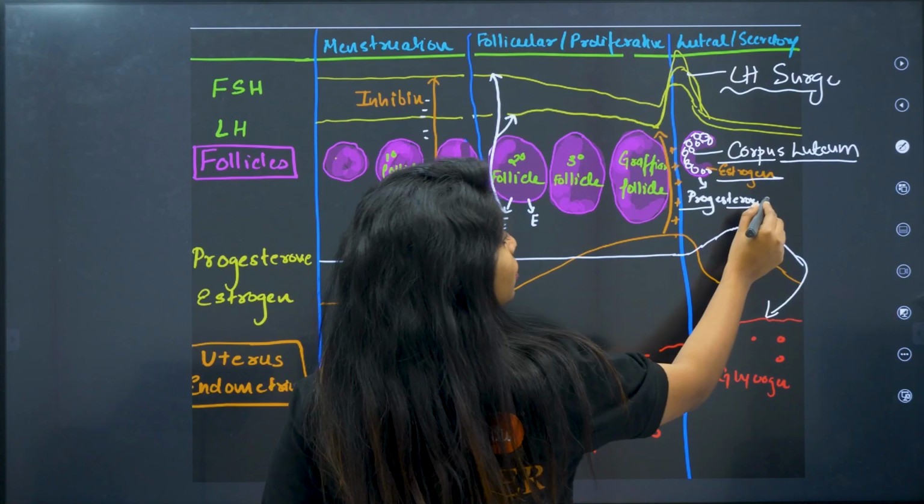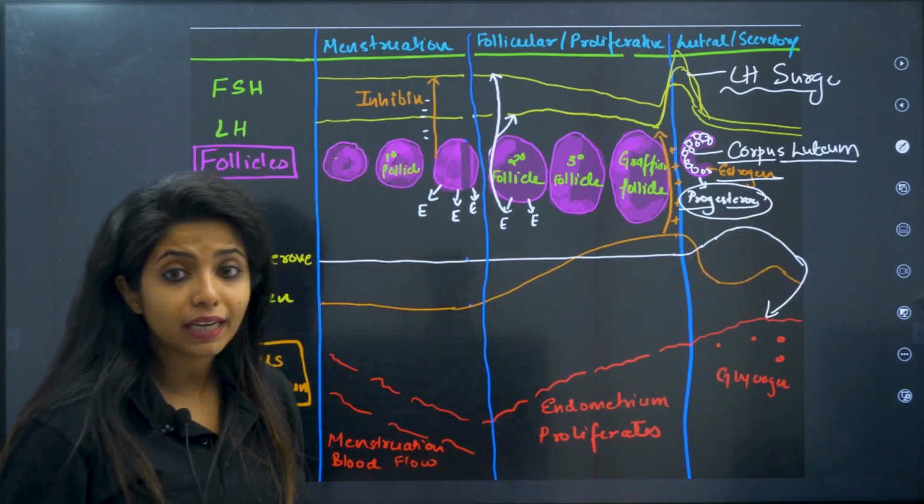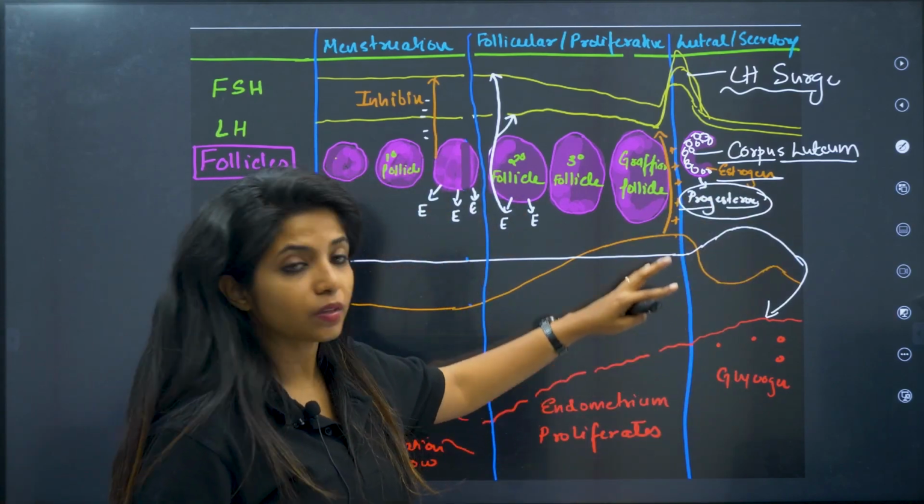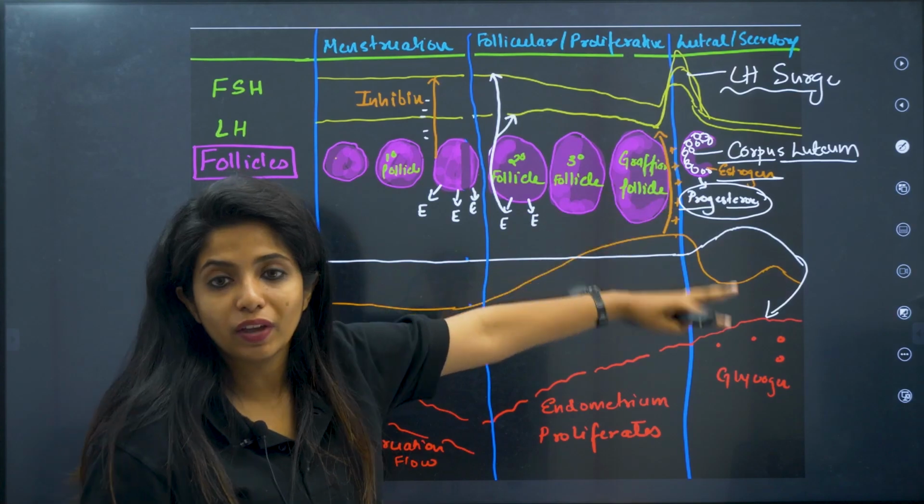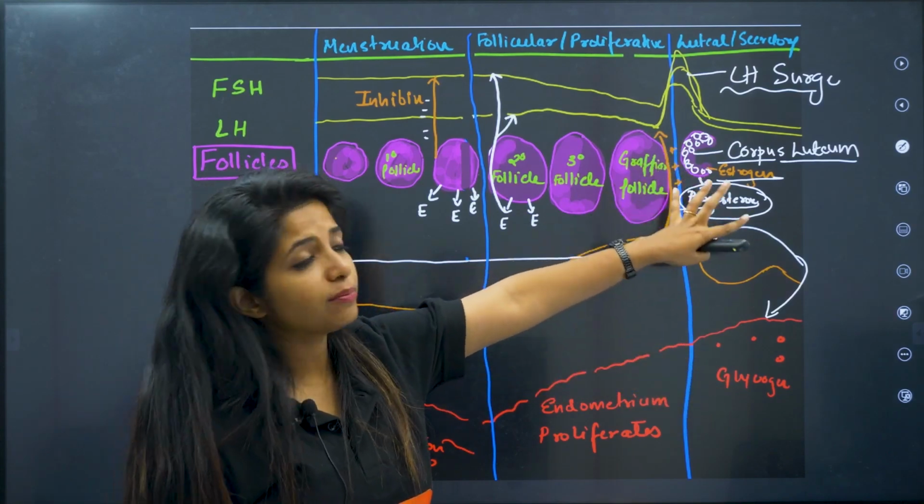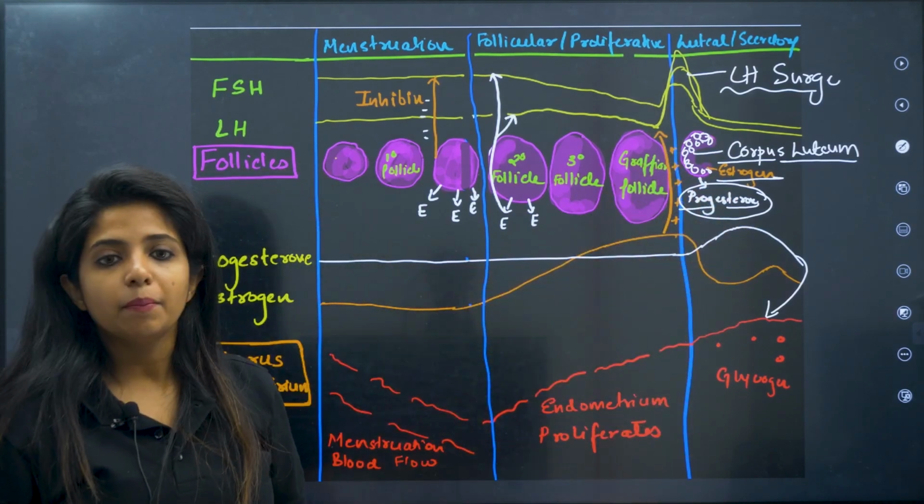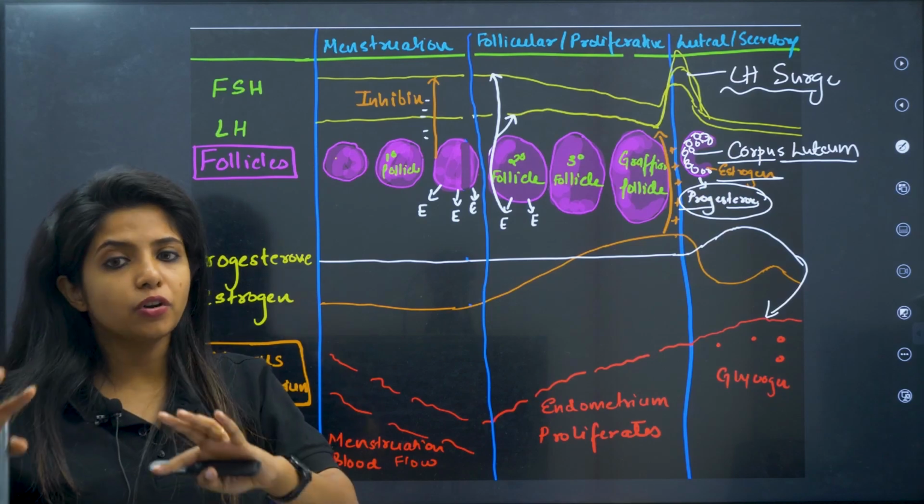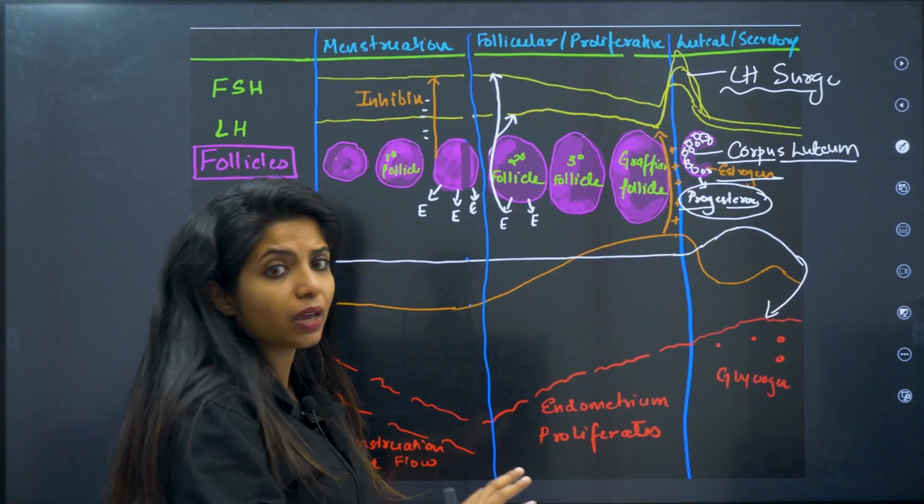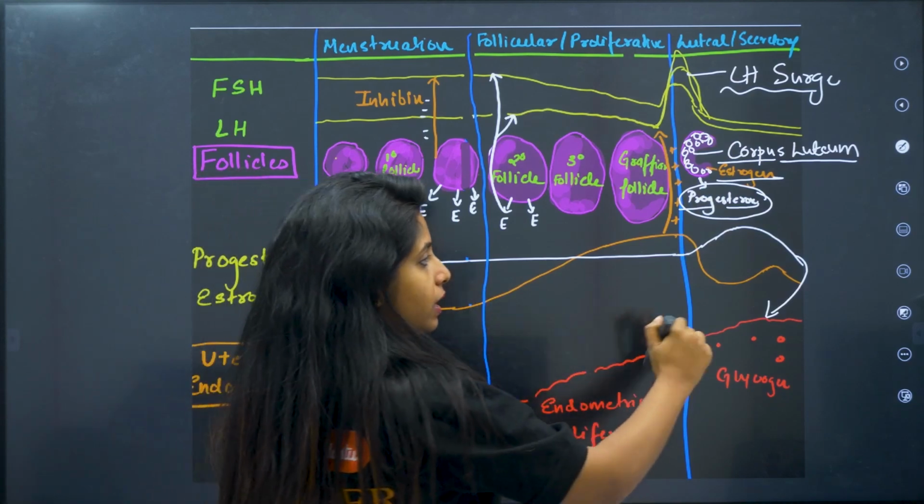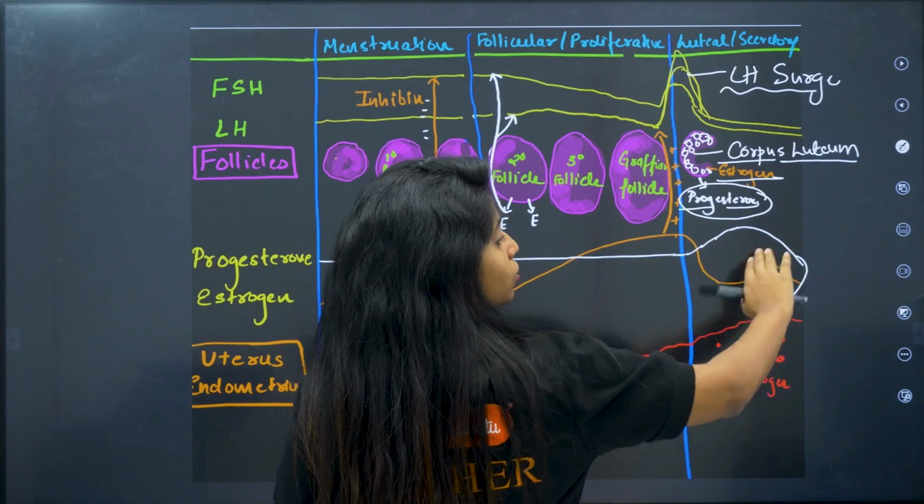Because here it releases progesterone mainly, and this progesterone works on the endometrium layer, making it very thickened. Along with that, the corpus luteum also releases estrogen, but the amount of it is comparatively lesser, though I won't say it's nil. So here you can see it is also increasing.